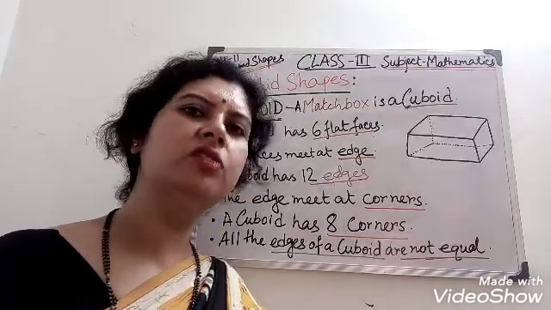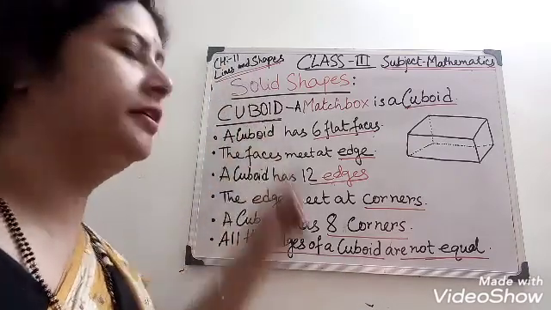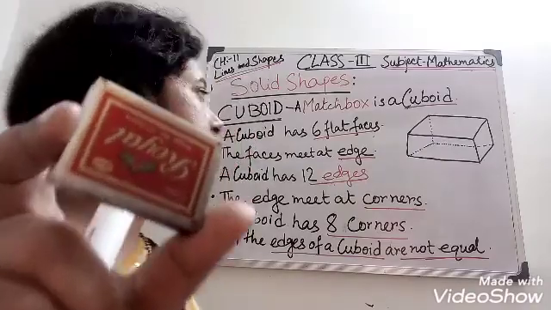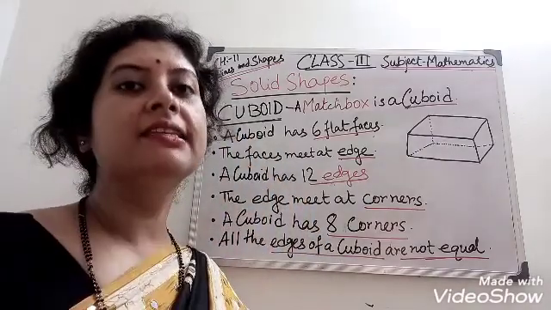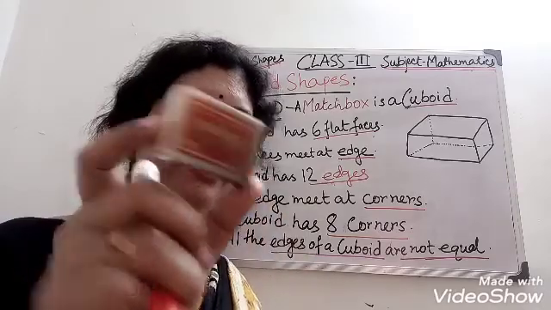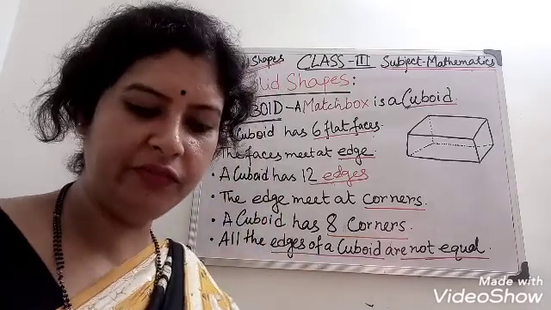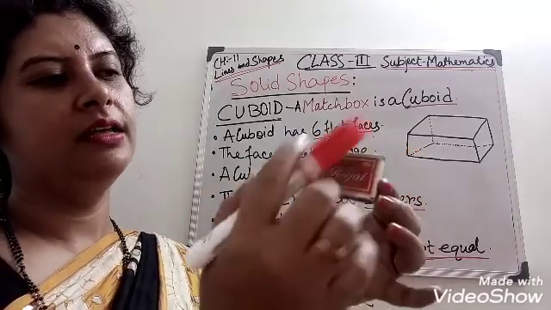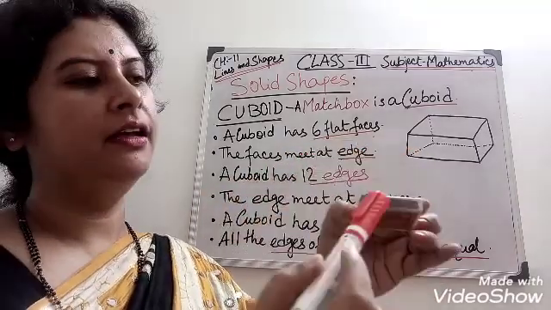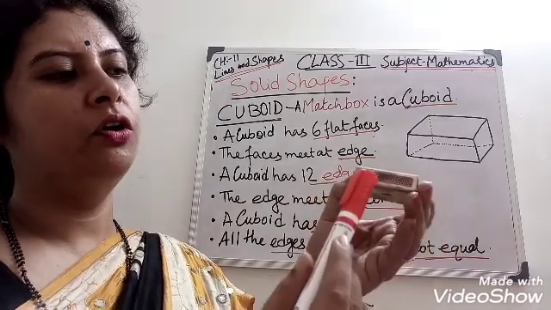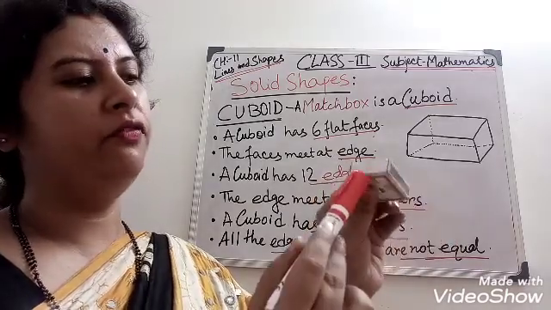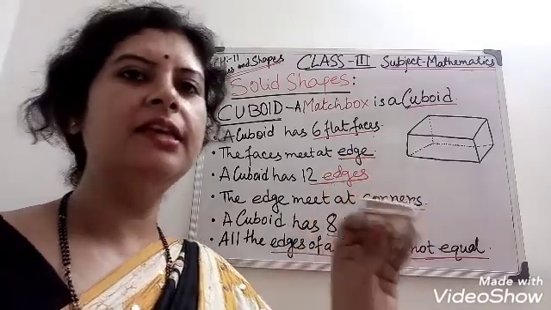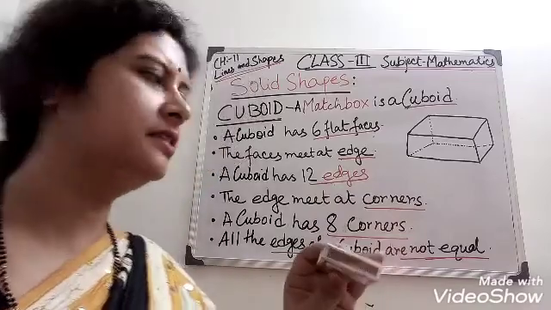Now our next solid shape is cuboid. A matchbox is a cuboid. A cuboid has 6 flat faces. Now children, count these 6 flat faces. Number 1, first face, second face, third face, fourth face, fifth face and sixth face. It means 6 flat faces.